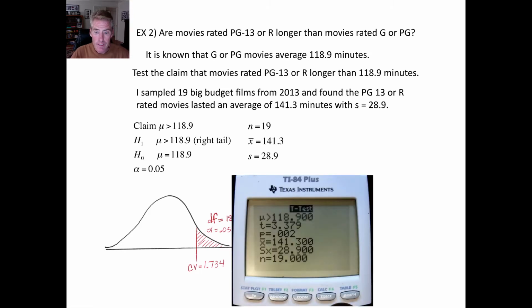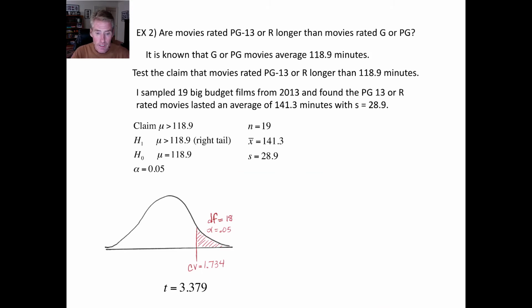And it says T equals 3.379. So go ahead and write that down close to the graph. And then, the question is, does this go past 1.7? Yes, 3.3 is bigger than the 1.734. And since it landed in the shaded area, reject H sub O, which is just a fancy way to say, hey, we proved something. It doesn't tell us what was proved, but it just says, yes, you proved something.